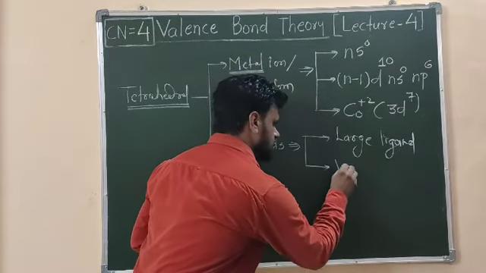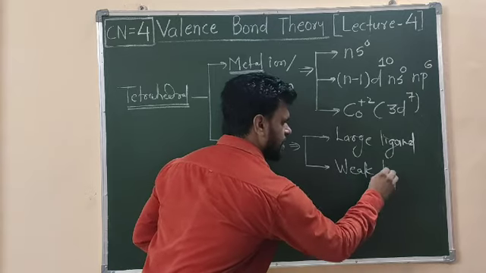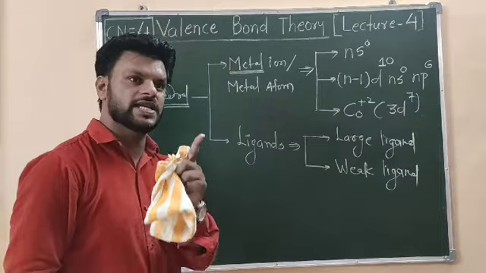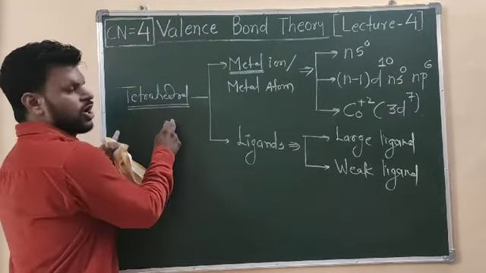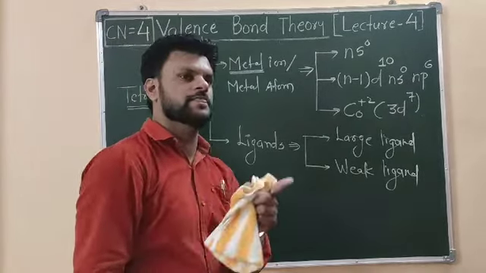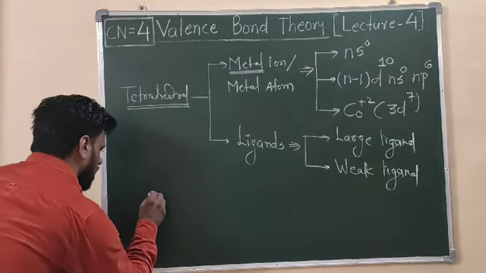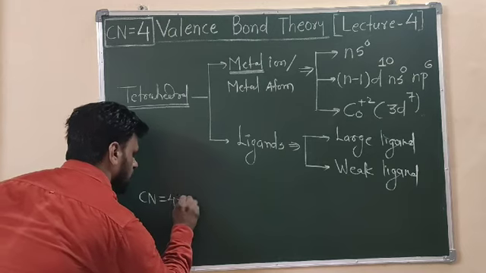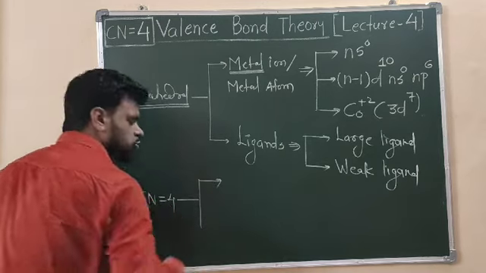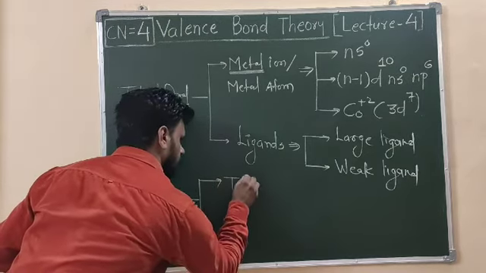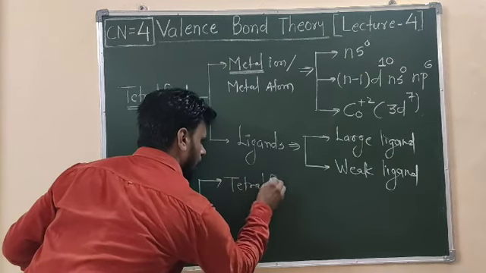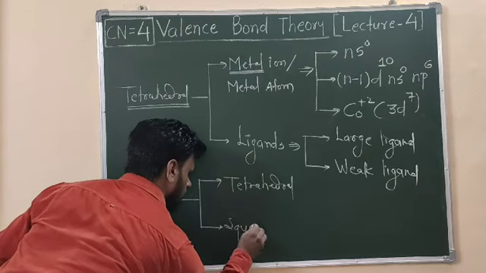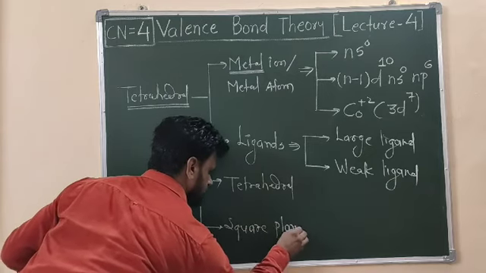And the ligands are generally weak field ligands. So large ligands and weak field ligands generally show tetrahedral complexes. We know that when we have coordination number 4, the geometry can be tetrahedral, or it can be a square planar geometry.